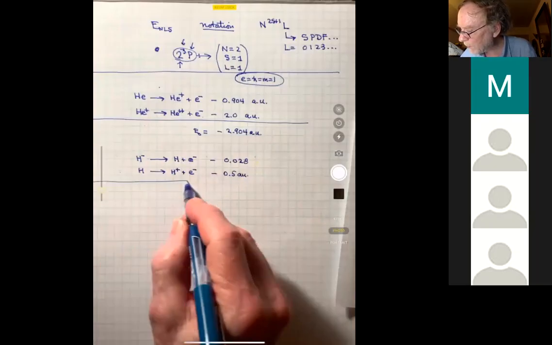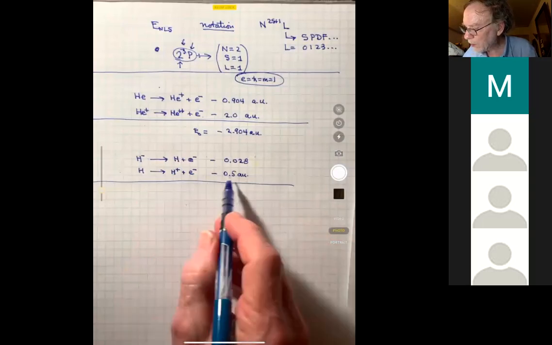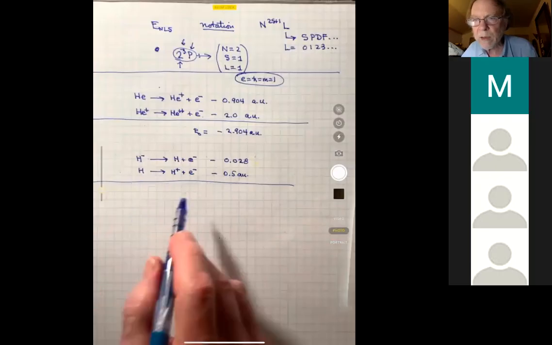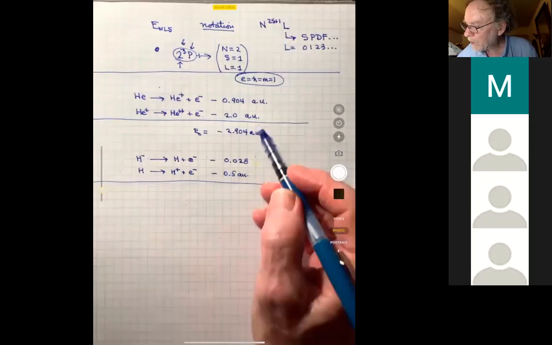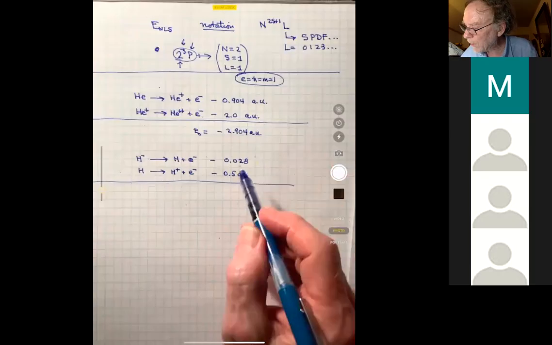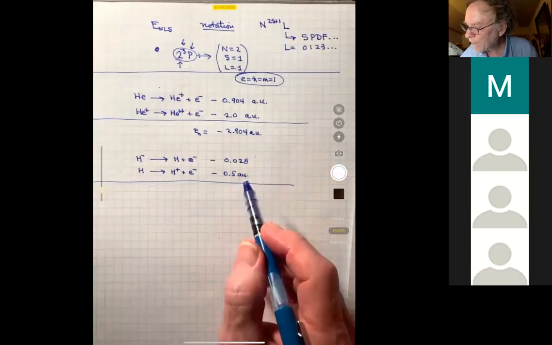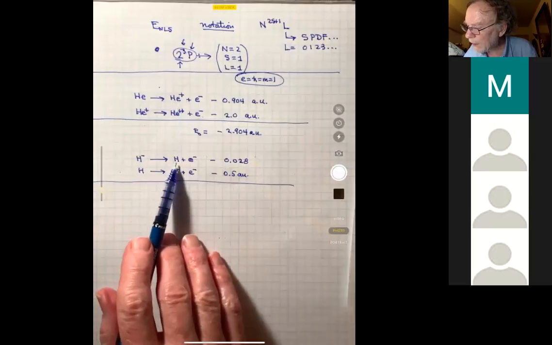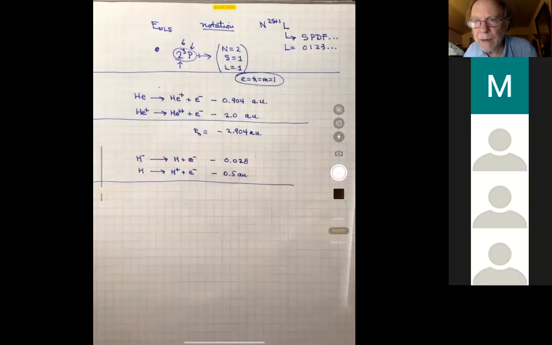This 0.5 atomic units is, of course, the ionization potential of hydrogen. That's just the usual 13.6 electron volts, again, written in atomic units. The second ionization potential, 2 for helium and 0.5 for H-, is easy to understand because helium plus and neutral H are both of them hydrogen-like ions.